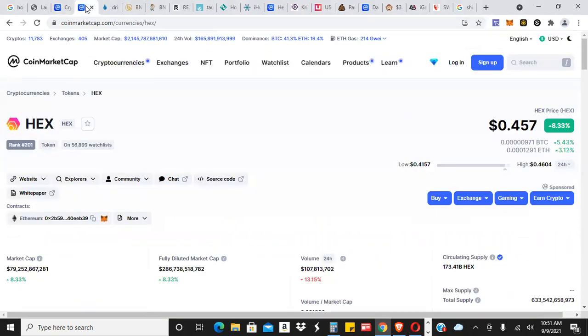But check this out, guys. Hex doing its thing. As you can see here, the last 24 hours, it went all the way up to 46 cents. Actually, it went higher than that. It was like 46 and a quarter. This thing is doing really well. I wouldn't be surprised if this thing hit 50 cents at some point next week, right? And I think a dollar is going to happen in the near future.